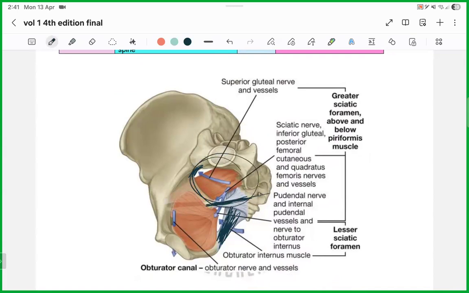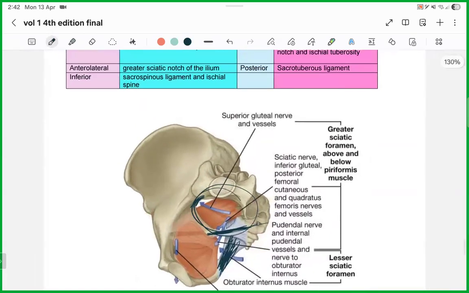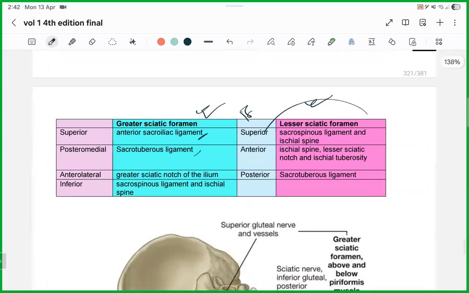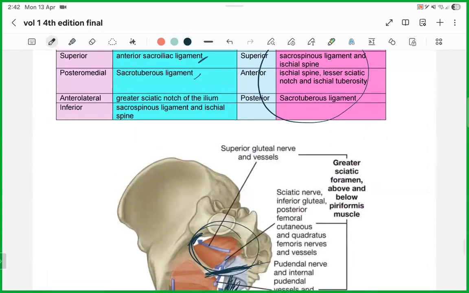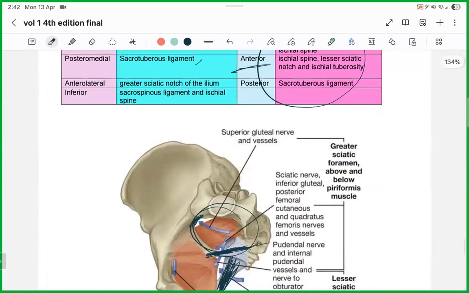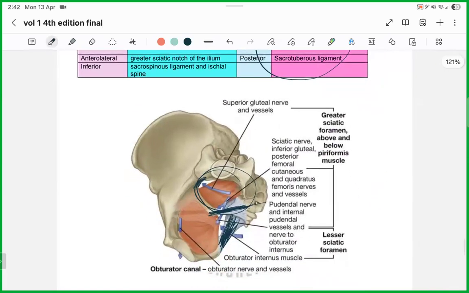So this will be our greater sciatic foramen, and lesser sciatic foramen. Superiorly, sacrospinous ligament. This one. Anteriorly, we have the ischial spine and lesser sciatic notch. That is this one.